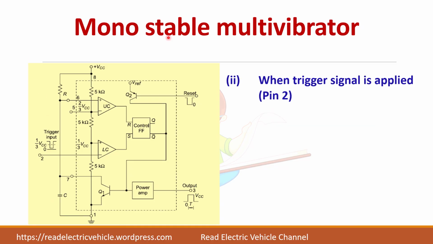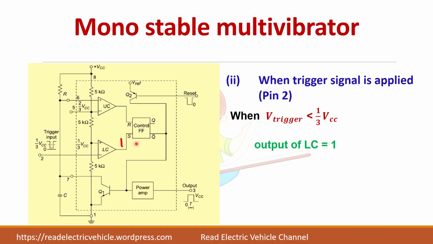For the monostable multivibrator, you have to apply a trigger signal at pin number 2. So when we apply a negative going trigger signal at this point, and this trigger signal falls below 1 by 3 VCC, because we have two comparators and this lower comparator reference value is 1 by 3 VCC. So when this V trigger falls below this 1 by 3 VCC, this is connected to the negative terminal and we have the reference at the plus terminal. So the output is going to be 1.